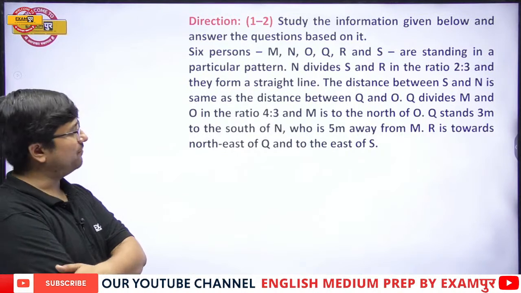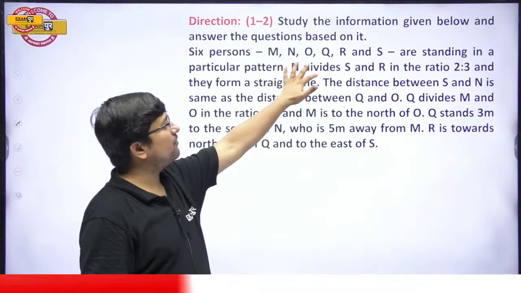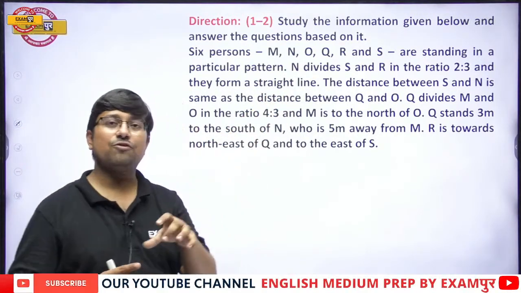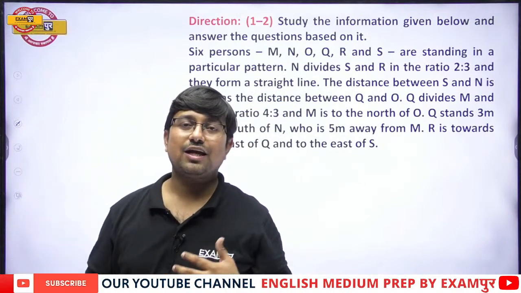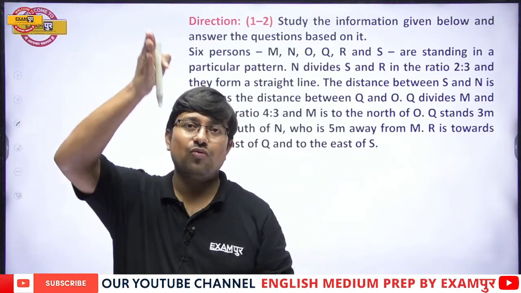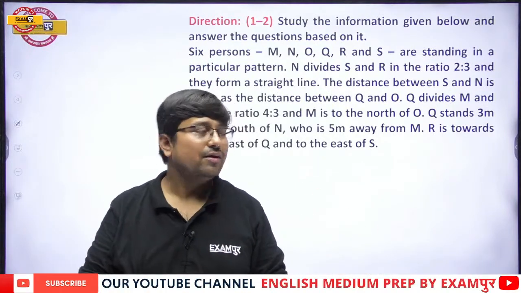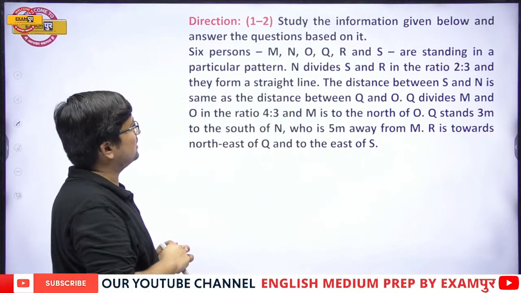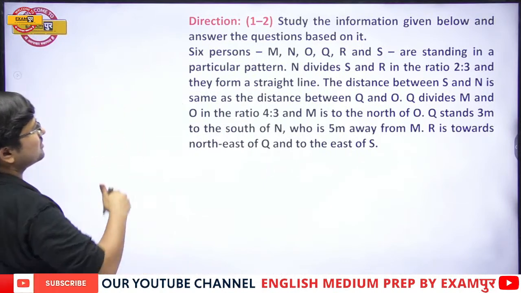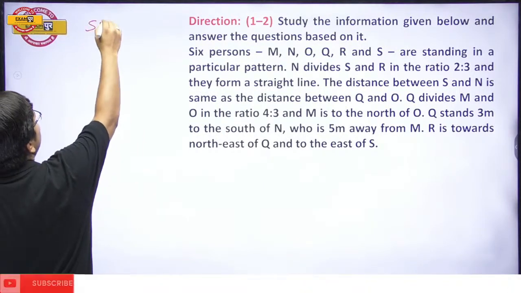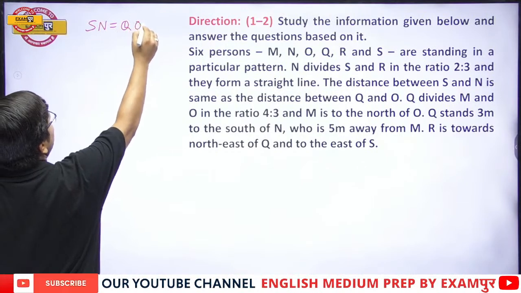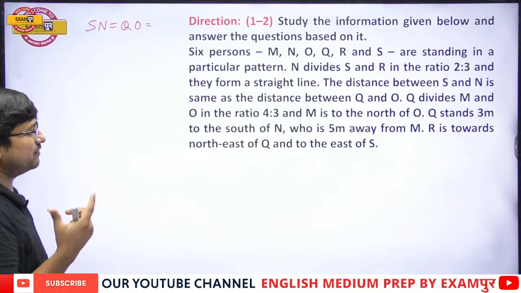Now see, here is a problem. When it is telling you that N divides S and R in the ratio 2:3 and they form a straight line, it can be in many ways. It can be horizontal, vertical or tilted. We don't know what is happening. So leave this line. Then it is telling you the distance between S and N is the same as the distance between Q and O. And what it is, we will see.